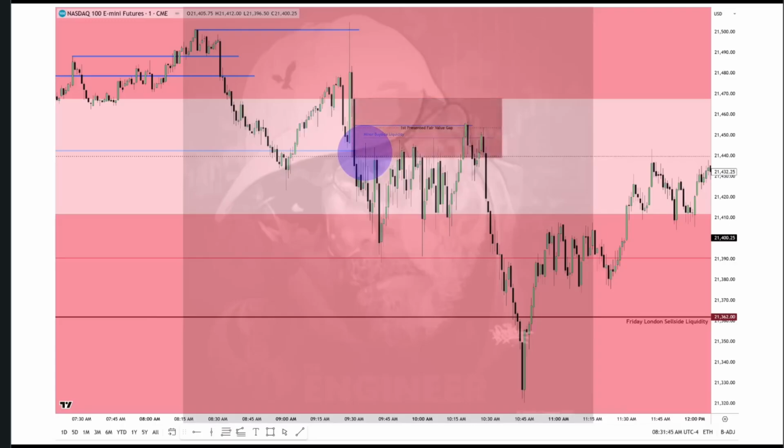All right, so this is your first presented fair value gap, and consequent encroachment of that gap is here. So you can see we traded up into it, bumping the buy side. Consequent encroachment of the first presented fair value gap at 9:30. Breaks lower, comes back up, hits it one more time there.